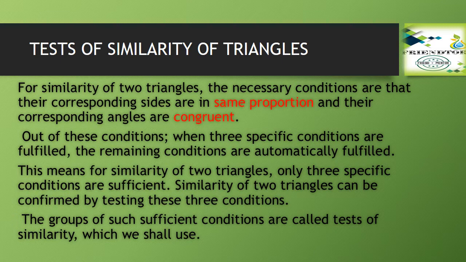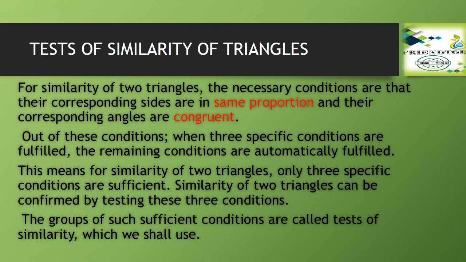Now, just like tests of congruency, here also we don't need to check all 6 conditions, meaning all 3 angles and all 3 sides. If any 3 of them are satisfied, then we can say that automatically all the conditions will be satisfied. Just like in tests of congruency, where we picked any 3, like 2 sides and 1 angle, or 3 sides, similarly here also, if any 3 of them are satisfied, then the remaining 3 will be automatically fulfilled.